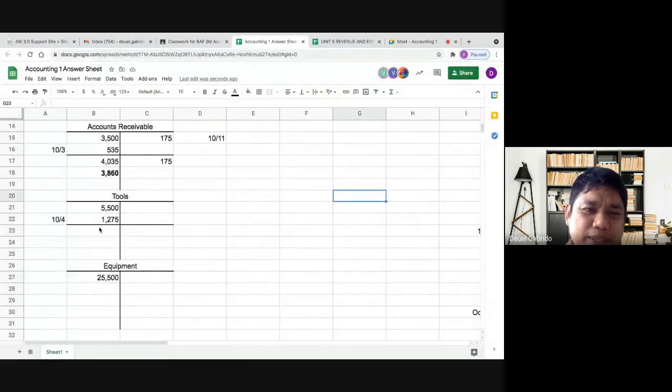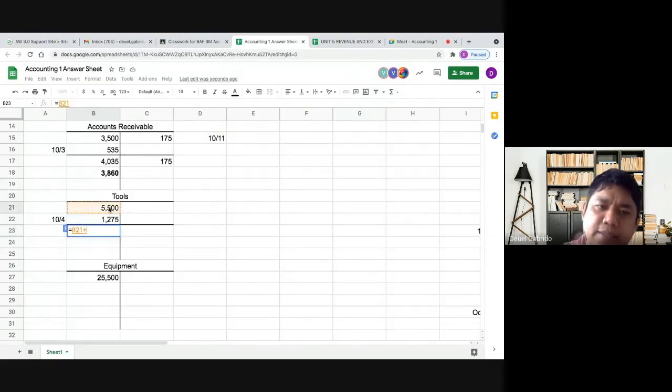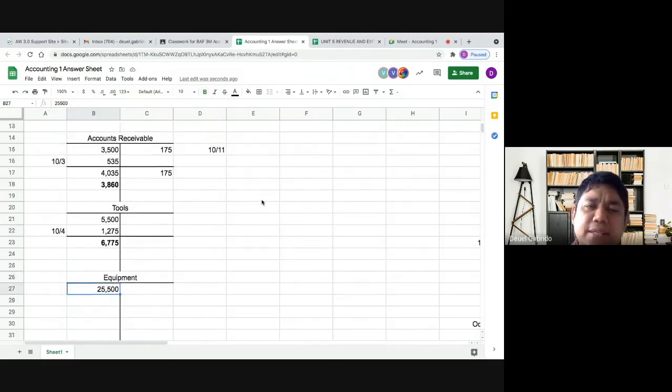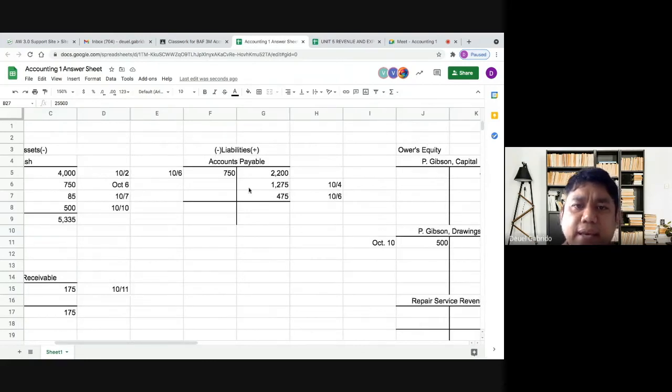Okay, tools, 55 plus 1275. The sum is this plus this. We got 6775, right? Bold it. Equipment, because there is no other balance, you don't need to touch that. Same. Accounts payable. So let's bring down 750 here. Let's add this 322 plus 1275 equals sum.